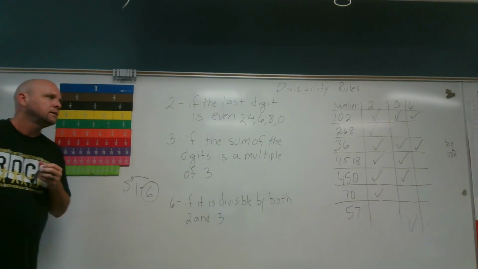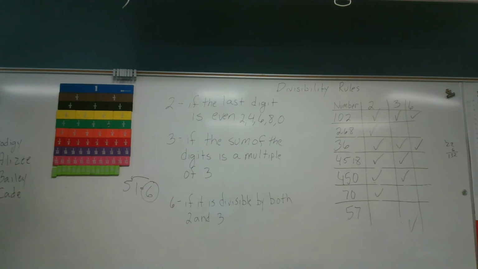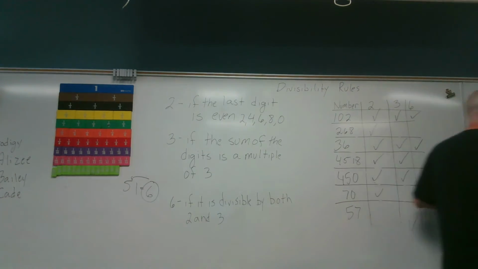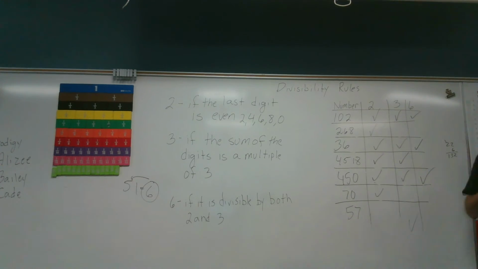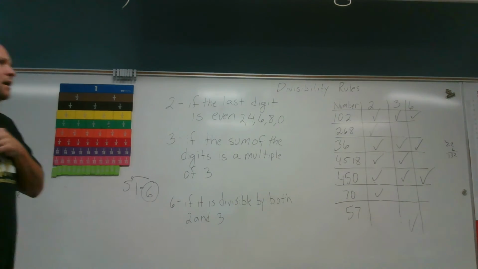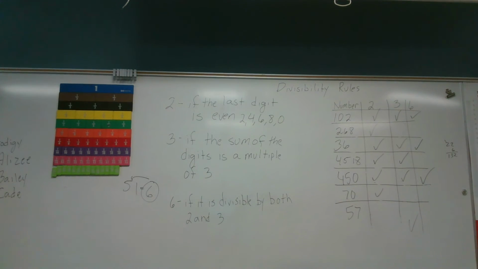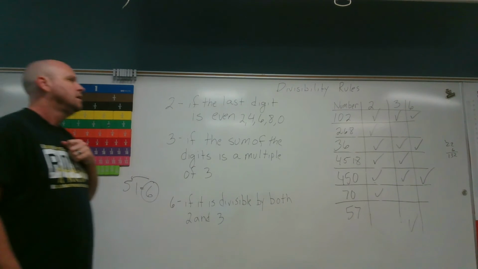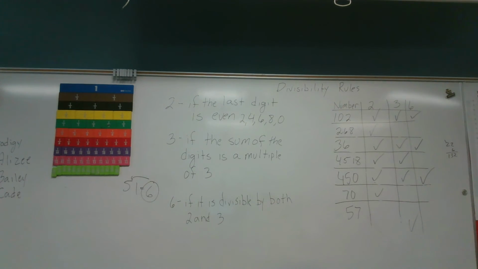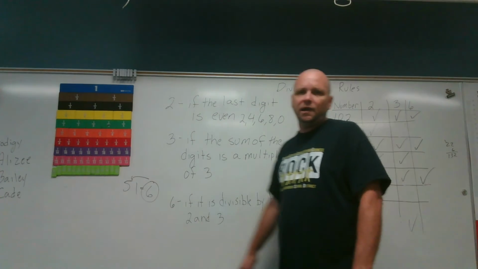Jacob J., are there any others up there divisible by 6? 450. How do you know, Jacob J.? Because it's divisible by both 2 and 3. Mariah, are there any others up there divisible by 6? 450. And how do you know, Mariah? Because it's divisible by both 2 and 3.